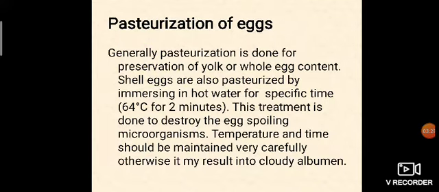Now pasteurization of eggs. Generally pasteurization is done for preservation of yolk or whole egg content. Shell eggs are also pasteurized by immersing in hot water for a specific time, like 64 degrees Celsius for 2 minutes and 62 degrees Celsius for 3 minutes. This treatment is done to destroy egg-spoiling microorganisms, and temperature and time should be maintained very carefully, otherwise it may result in cloudy albumin.